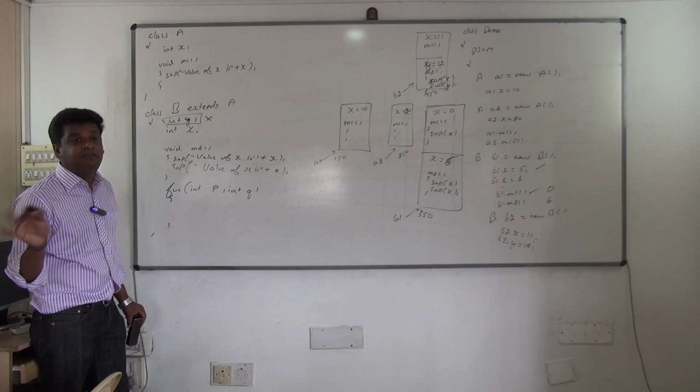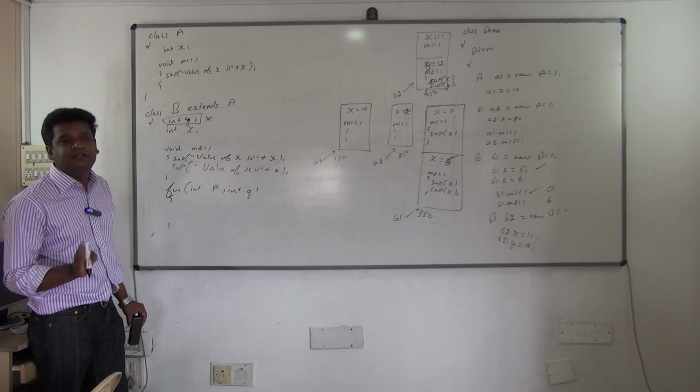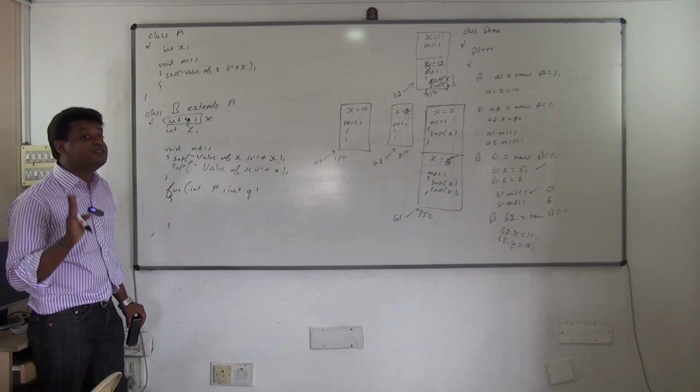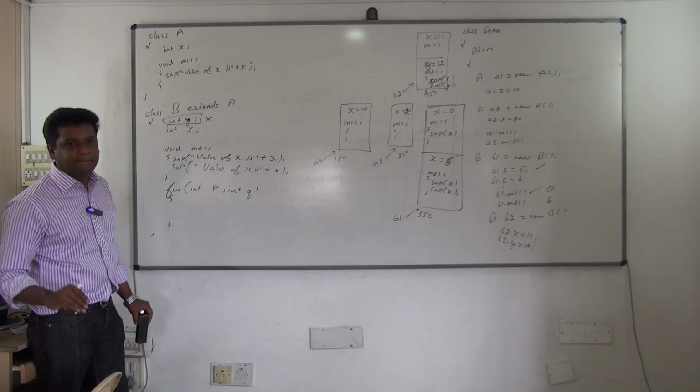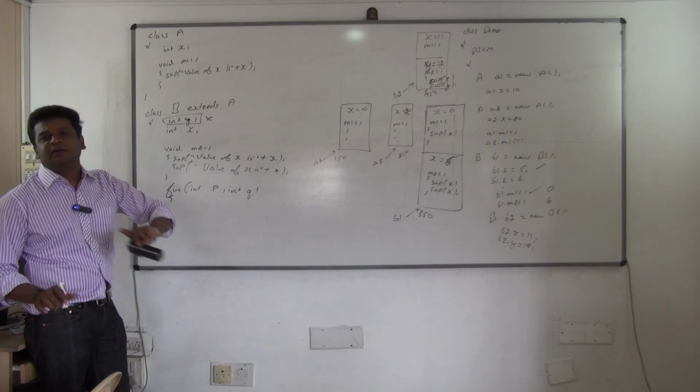So when there is conflict, you can't do the initialization with dot operator. When there is no conflict, you can do. How will you do? First example, a good example for that.